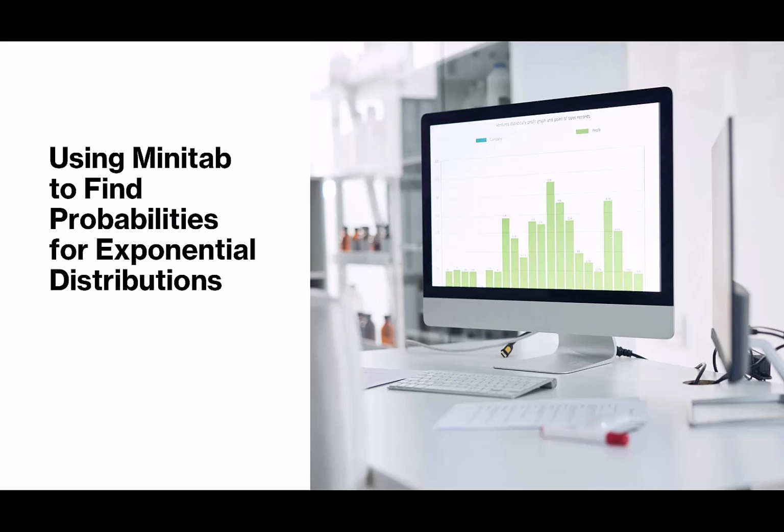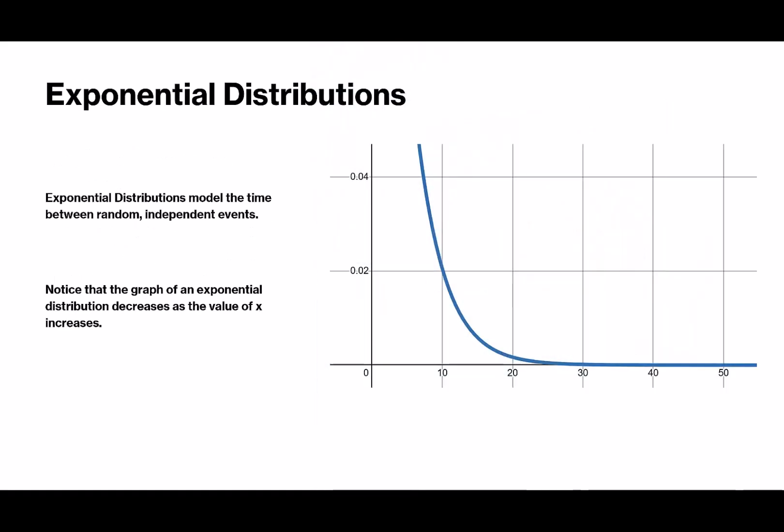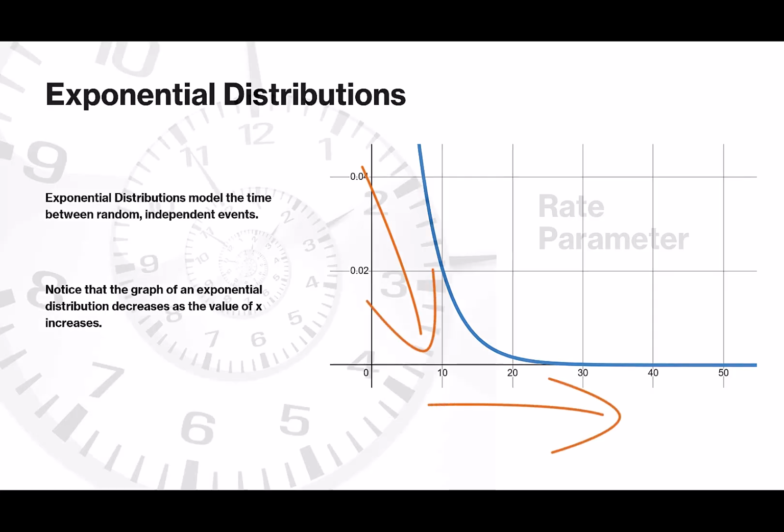Hi everybody, today I'm going to show you how to use Minitab to find probabilities for exponential distributions. Exponential distributions model the time between random independent events. Notice that the graph of an exponential distribution decreases as the value of x increases.